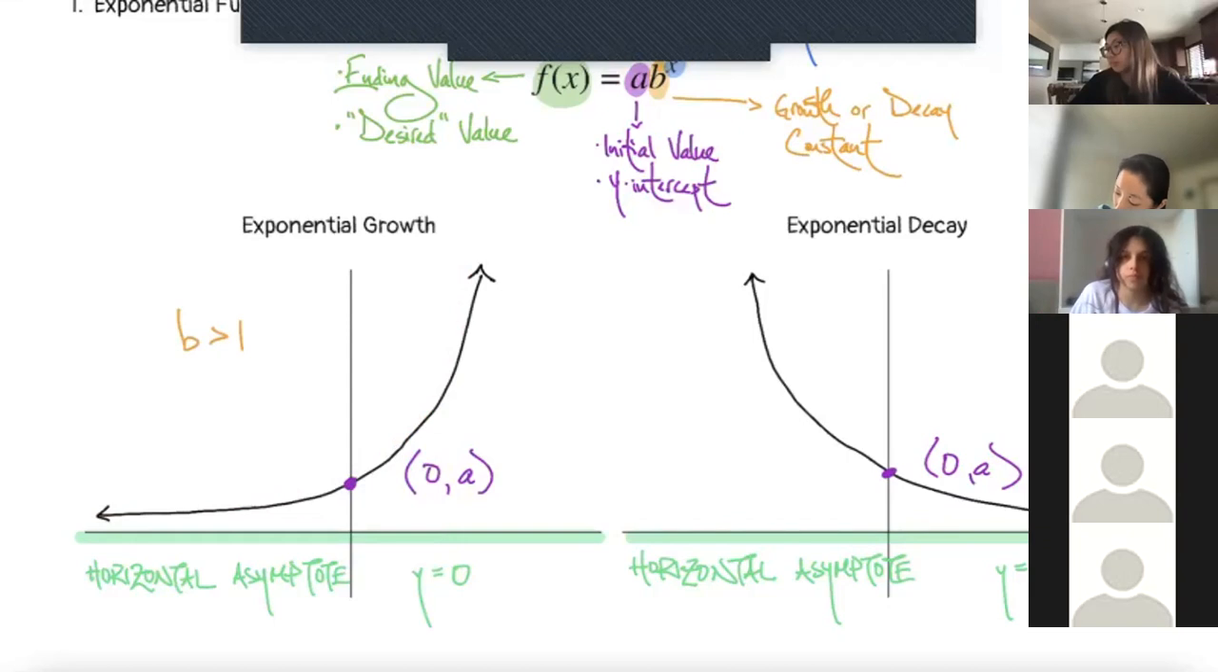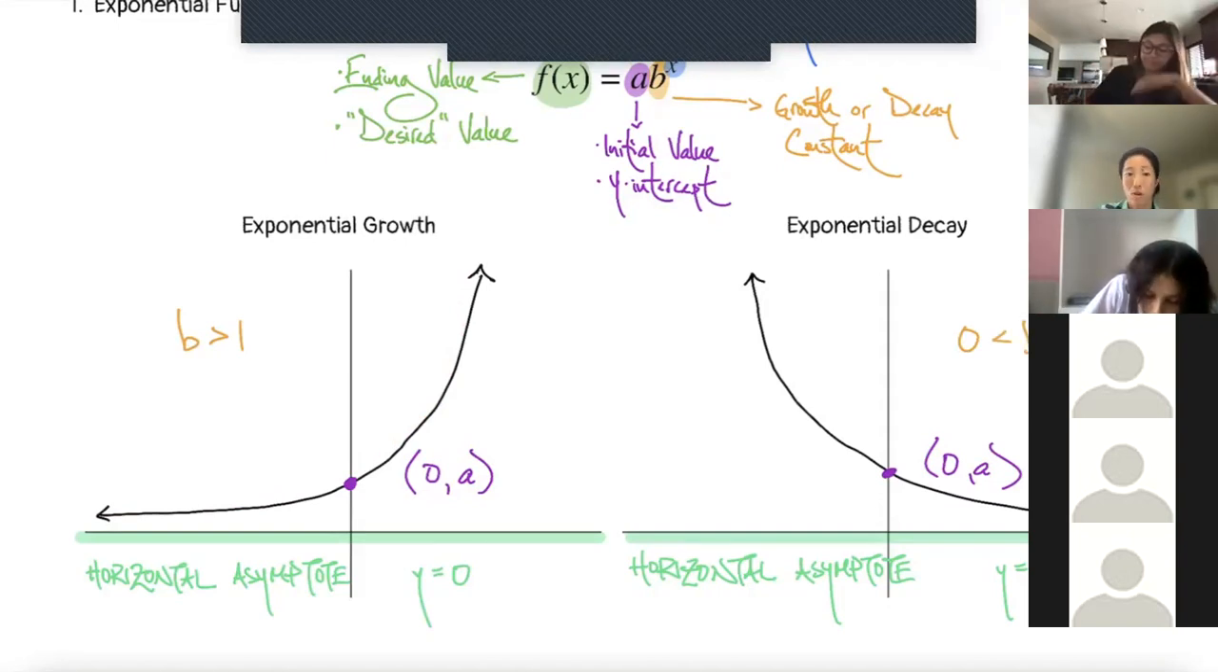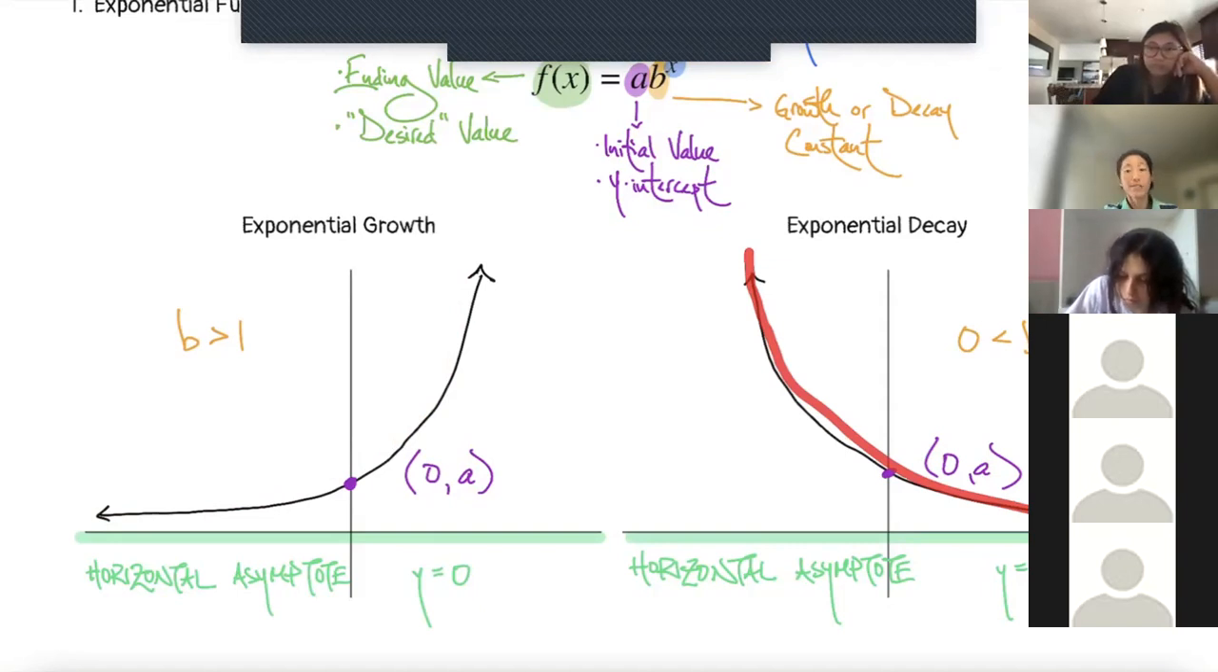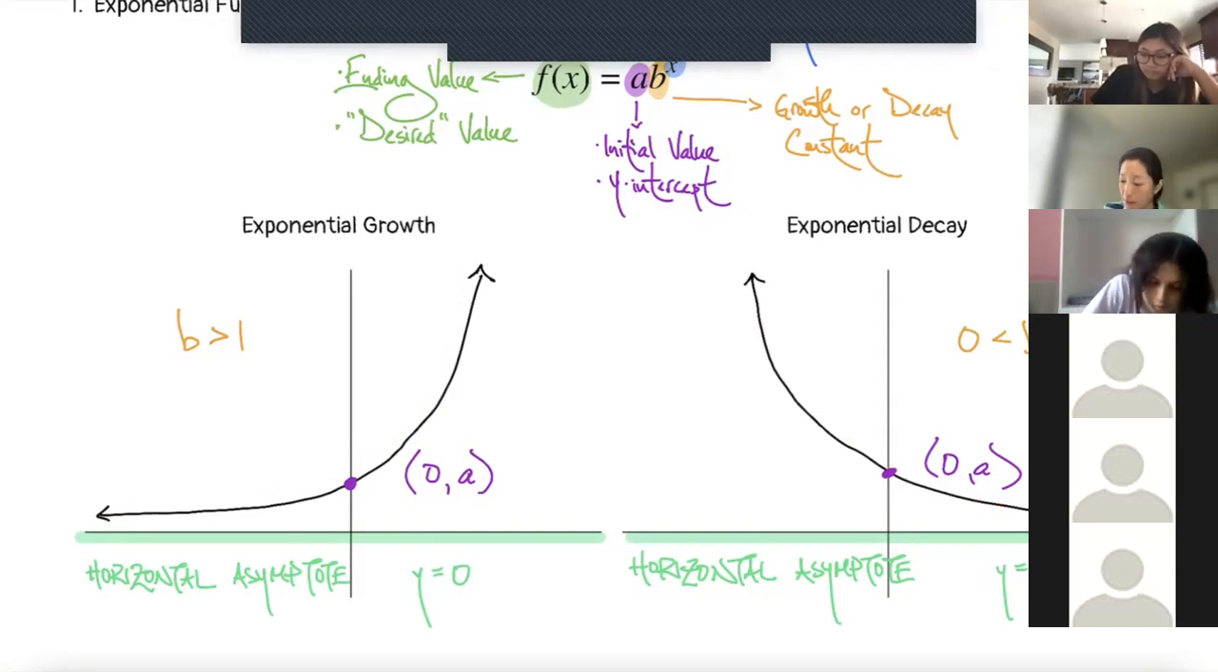Now, if you look at the b value and it turns out that the b is between 0 and 1, then you're going to have a case of exponential decay. All right, so literally the b value is where it's all at. That tells you, are you going to have an exponential growth or are you going to have an exponential decay?